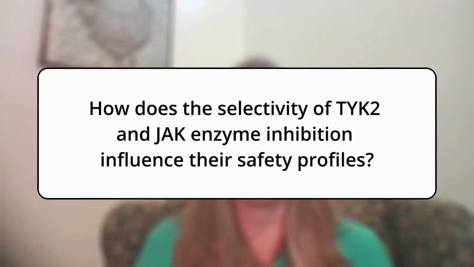Today we're going to look at how the selectivity of TYK2 and JAK enzyme inhibition influence their safety profiles. So let's start with a 50,000-foot overview. The human kinome comprises more than 500 protein kinases, which play crucial roles in regulating cellular processes through phosphorylation of various substances. Only a fraction has been explored therapeutically, and one family in particular that is important to rheumatology is the JAK kinase family. So this includes JAK1, JAK2, and JAK3, as well as TYK2.